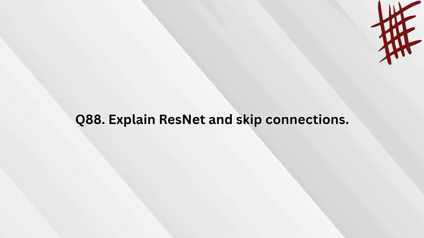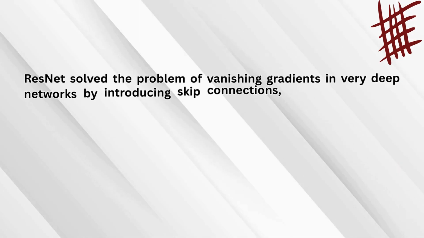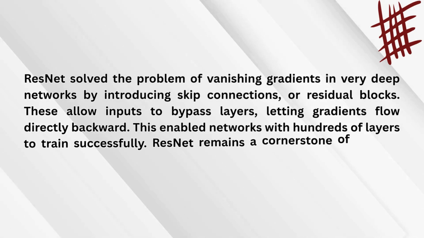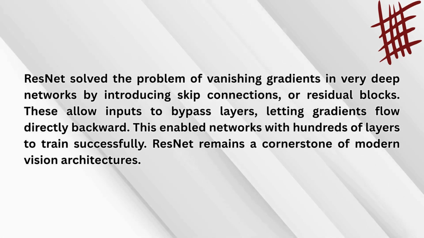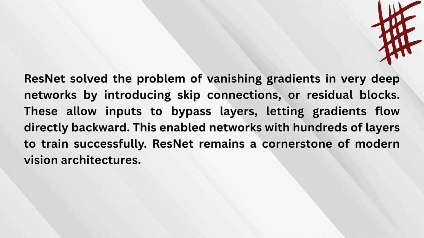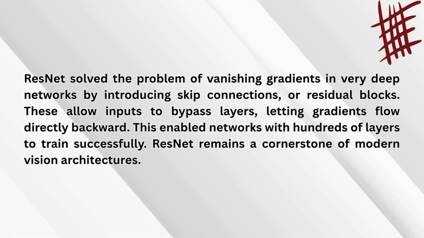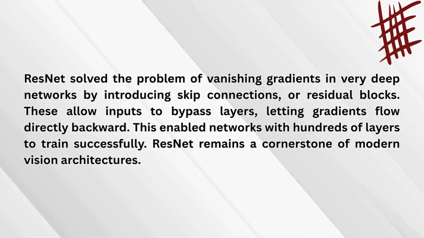Explain ResNet and skip connections. ResNet solved the problem of vanishing gradients in very deep networks by introducing skip connections, or residual blocks. These allow inputs to bypass layers, letting gradients flow directly backward. This enabled networks with hundreds of layers to train successfully. ResNet remains a cornerstone of modern vision architectures.